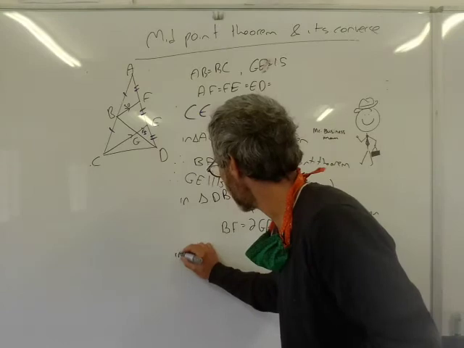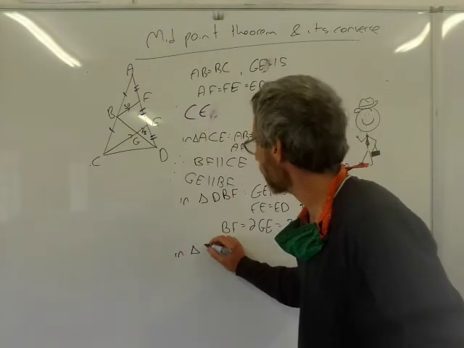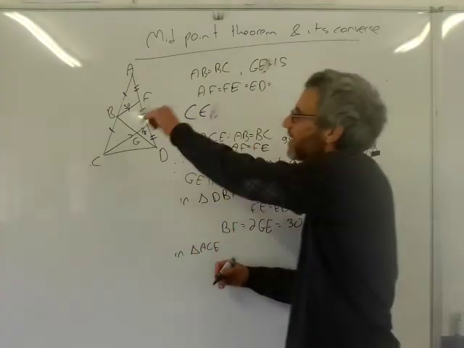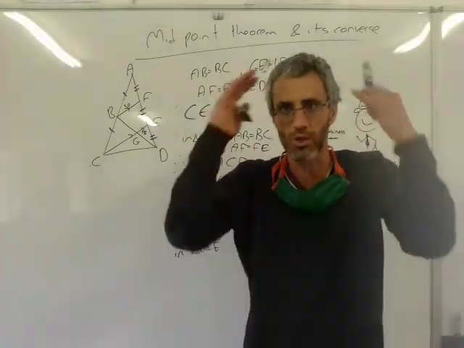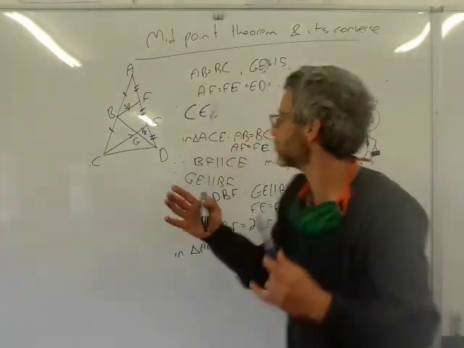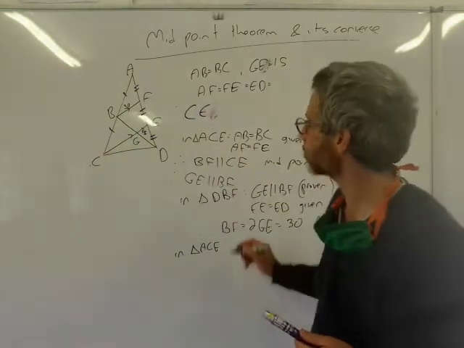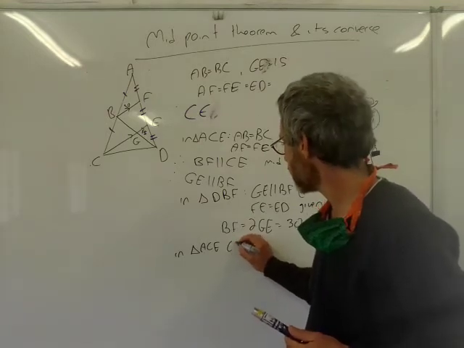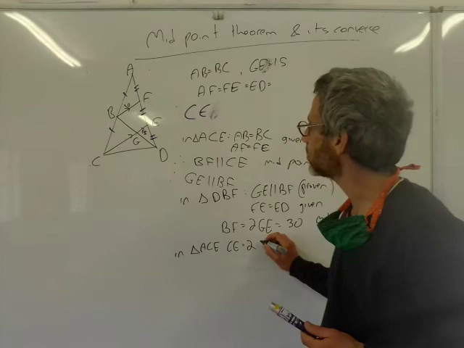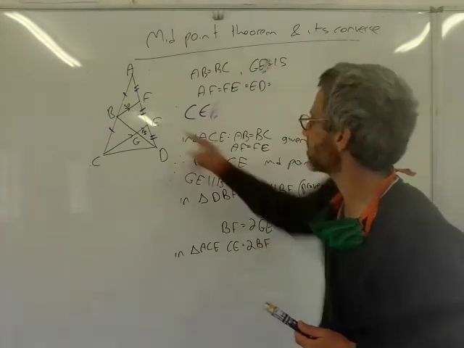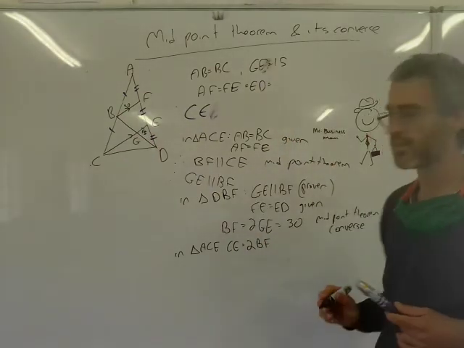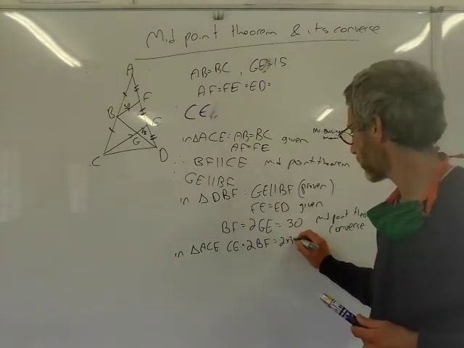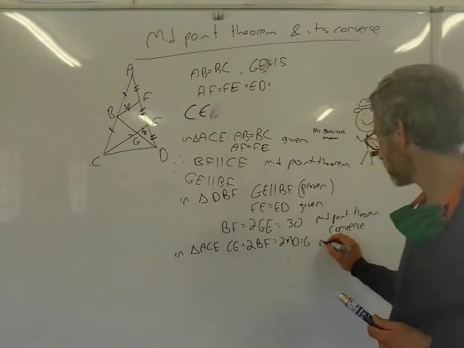I'm going to go back again to triangle ACE. Now, you don't have to write every time like I do, triangle ACE. I'm really doing it more for you now so you can zone in on the triangle that you need, because there's so many of them. Okay, so in that triangle, I know that CE is double, 2 times BF. Because if BF is half of CE, then CE is 2 times BF. And I know that BF is 30, so 2 times 30 is 60, and the reason is midpoint theorem.